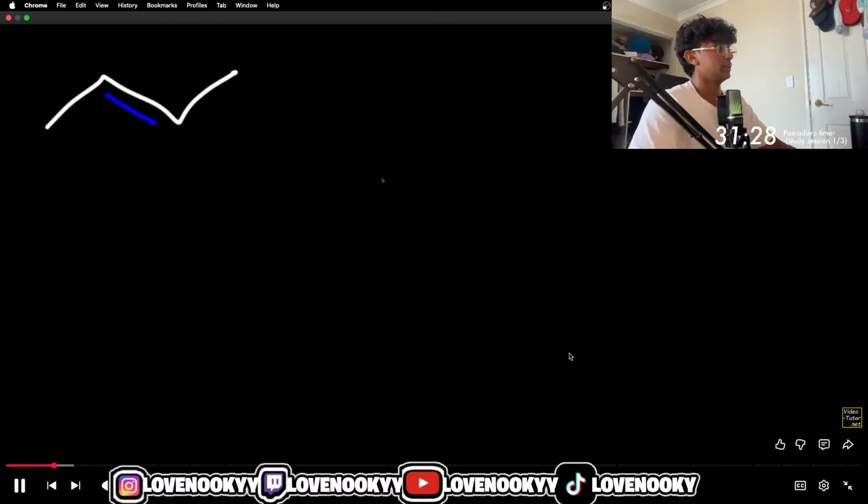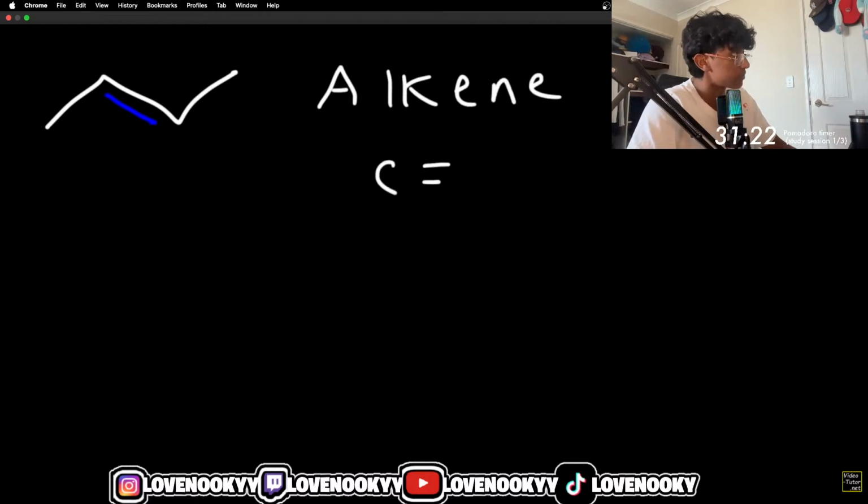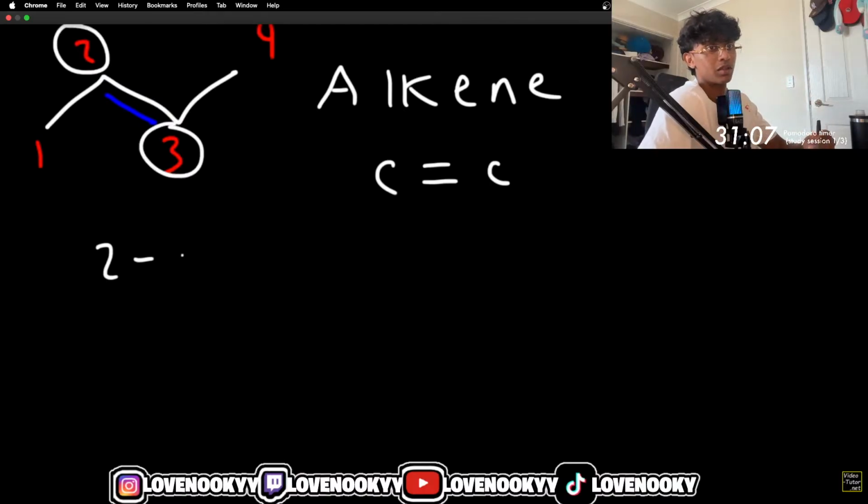So this particular molecule is known as an alkene, the functional group. Anytime you see a carbon-carbon double bond, it has an alkene functional group. Now this particular alkene has 4 carbons, and the double bond is between carbons 2 and 3. So you pick the smaller of the 2 numbers, and so you call it 2-butene.